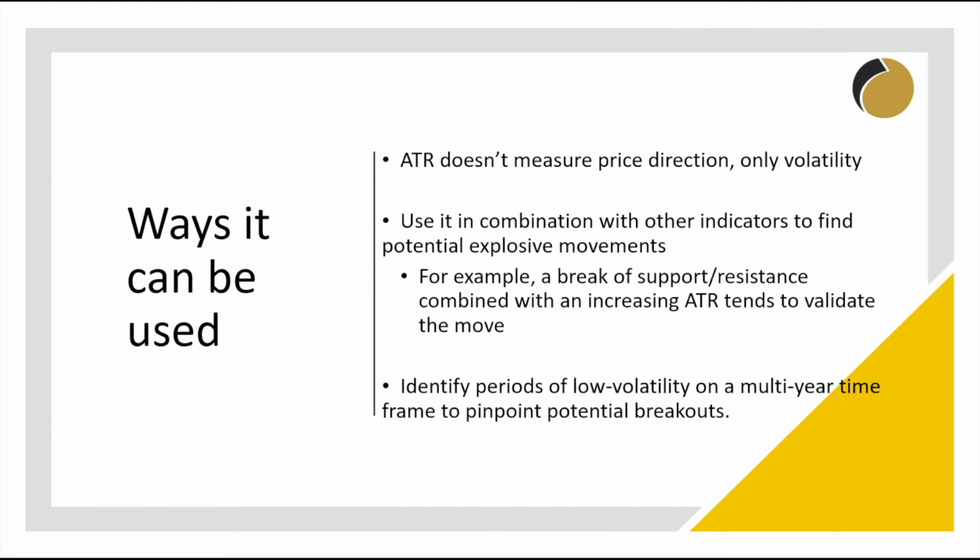Now, the way a lot of people use ATR is in combination with other indicators to find potential explosive movements. For example, if the price action breaks a level of support or resistance, and you combine it with the ATR and you see increasing volatility, then that tends to validate the movement. Additionally, you can also use it to identify periods of low volatility on a multi-year time frame to pinpoint potential breakouts. And we will go through a couple examples in each scenario.